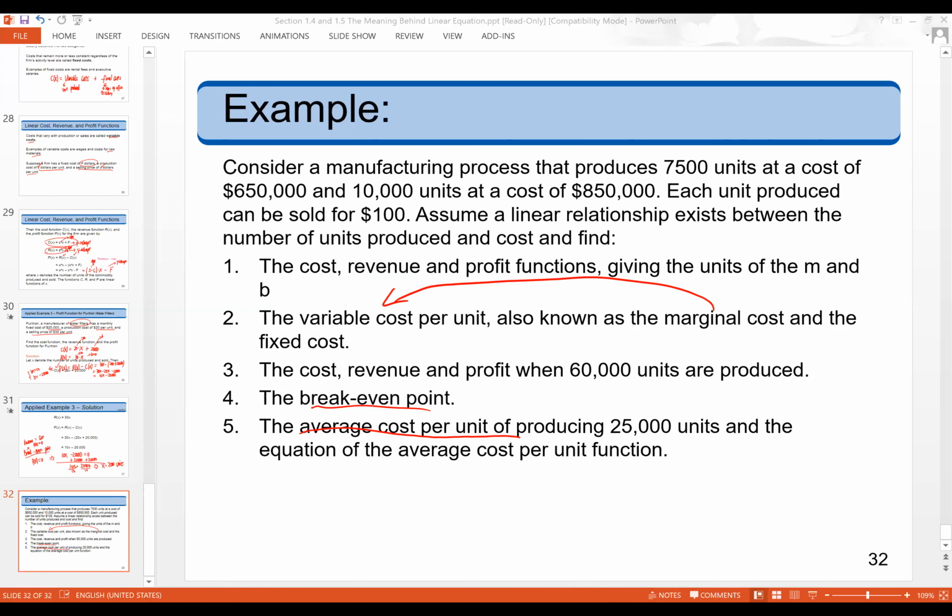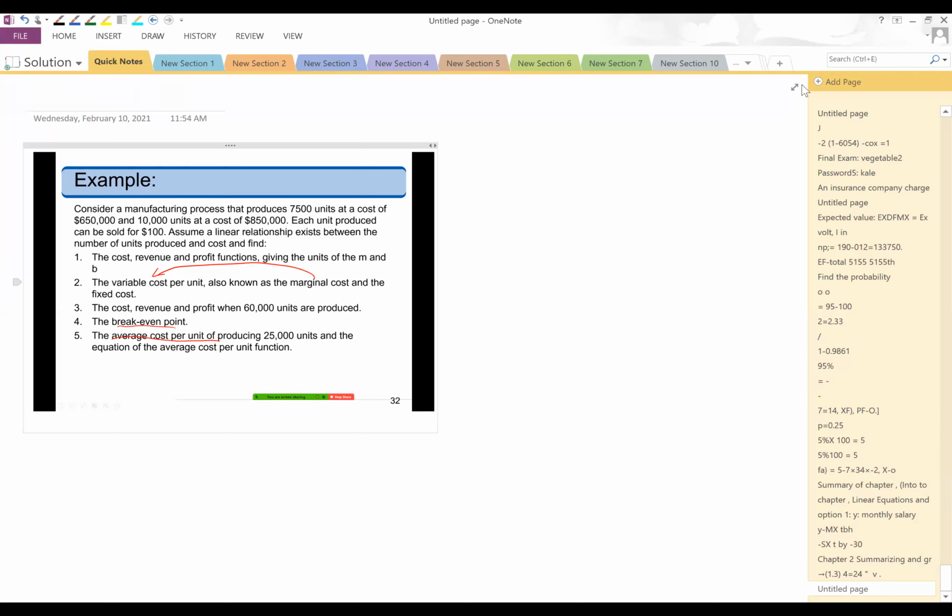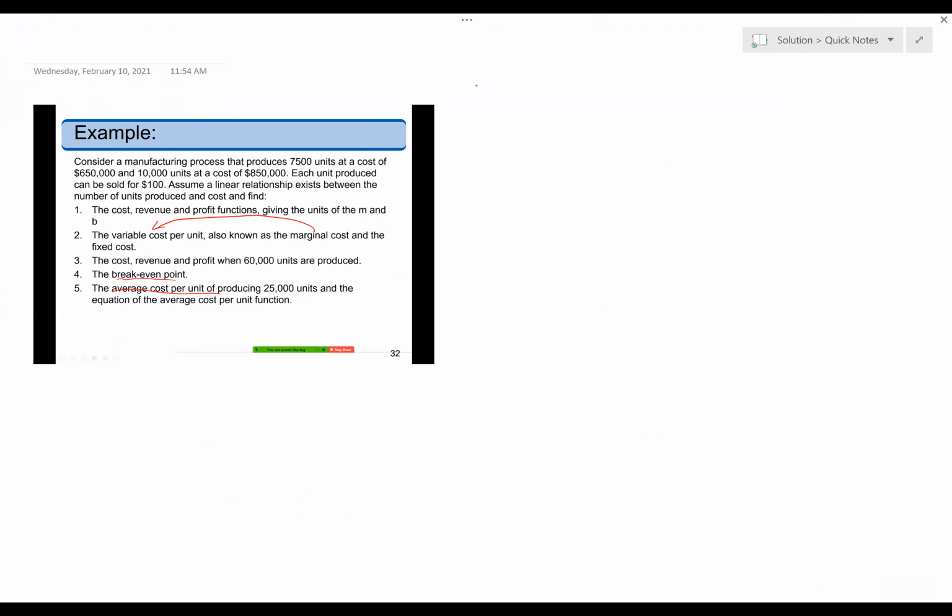So the first thing we do is we're going to come up with all 3 functions, right, as part 1. Okay, so the first one is the cost function. So let's look at the cost function first. And based on the question, they tell us 2 different scenarios. One of them is units produced. You see, units produced here is X, right? We call this X. And also the cost is what we call the Y values. So based on this, we have 2 ordered pairs.